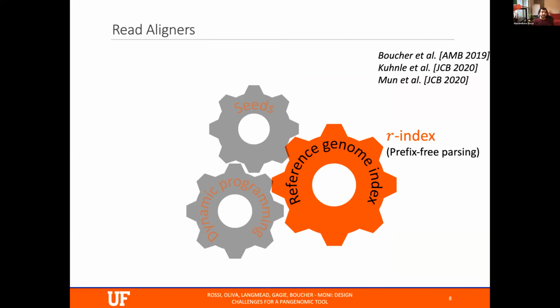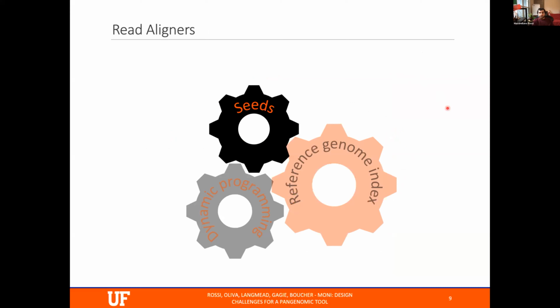In a series of papers, those authors showed how to build the r-index in practical sublinear time and space using a technique called prefix-free parsing. I'm not going to talk about prefix-free parsing today, but it's really interesting, and you may read about it in a lot of papers right now.